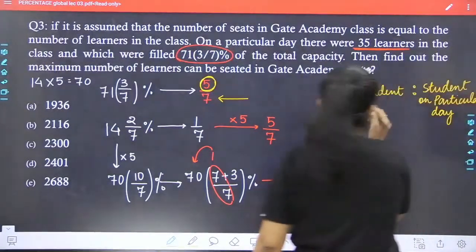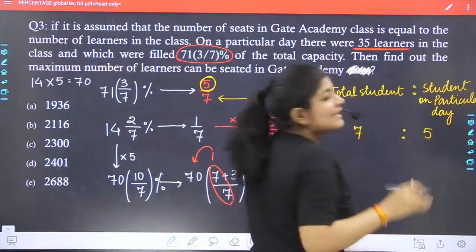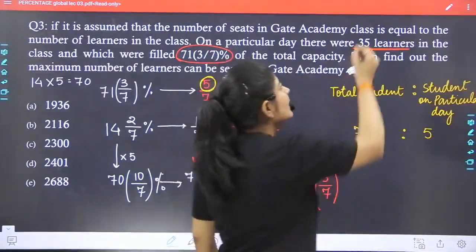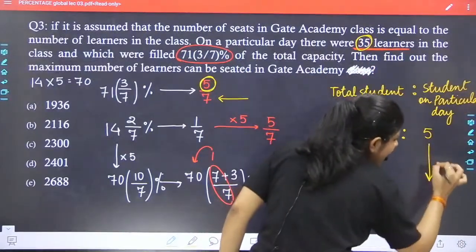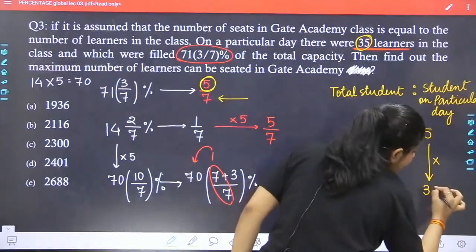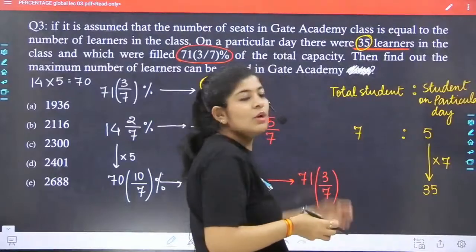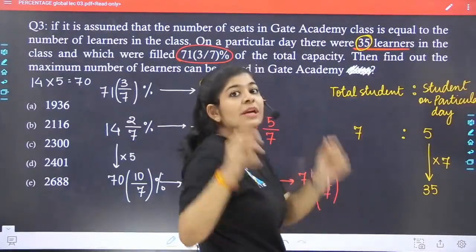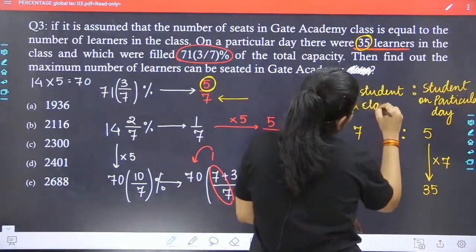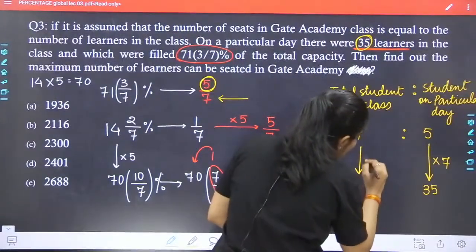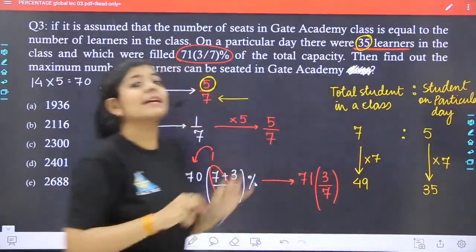So I can write that ratio as 7:5. But it is given that on that particular day 35 students are present. That means the value of 5 is equal to 35, that is present on the multiple of 7. Now, to calculate the total number of students in a single class, we have to multiply this value by 7 and we will get 49 students in a single class.